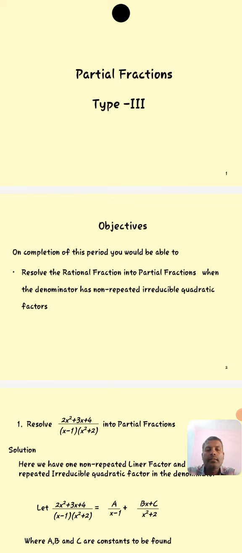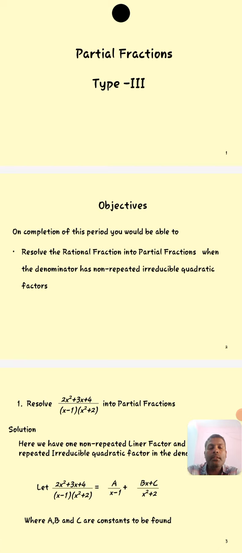In the last class, we discussed non-repeated linear factor and repeated linear factor problems. There, we saw how to resolve into partial fractions when repeated linear factors and non-repeated linear factors are given. Suppose a repeated linear factor is given and one non-repeated linear factor is given, then how can we write the partial fraction format? We already observed this in the last classes.